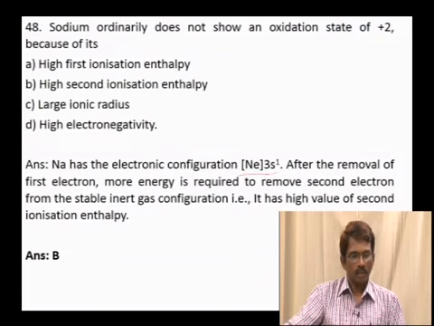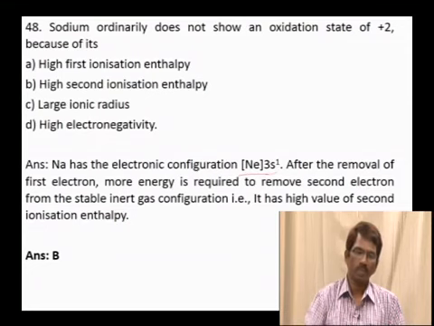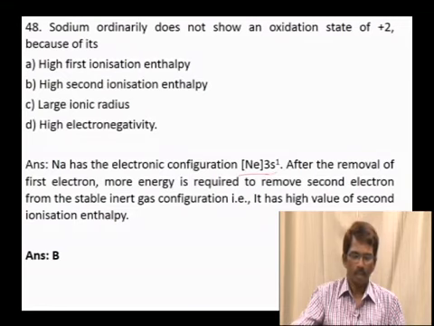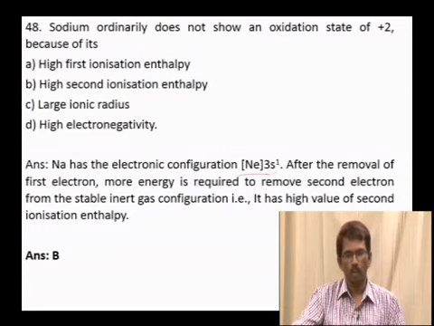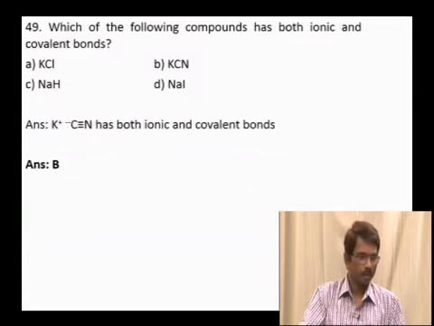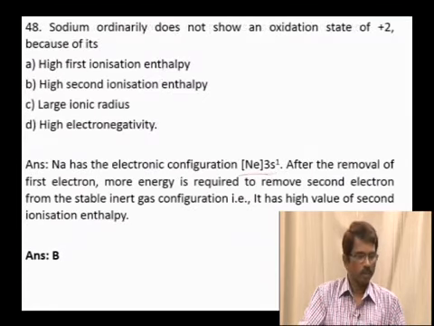So the first ionization enthalpy of sodium will be naturally low, whereas for the removal of the second electron you need much higher energy because you are removing the second electron from the stable inert gas configuration, and therefore it has a high value of second ionization enthalpy, and hence it doesn't show the +2 oxidation state because you have to use more energy to remove the second electron from the sodium atom, and hence the correct option is option B.